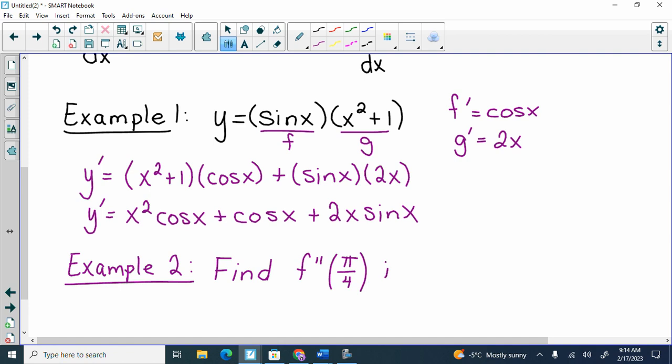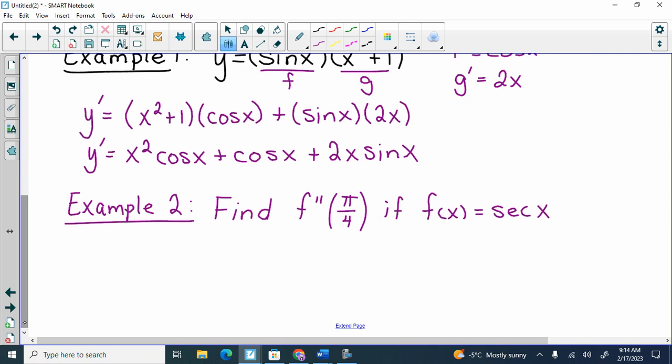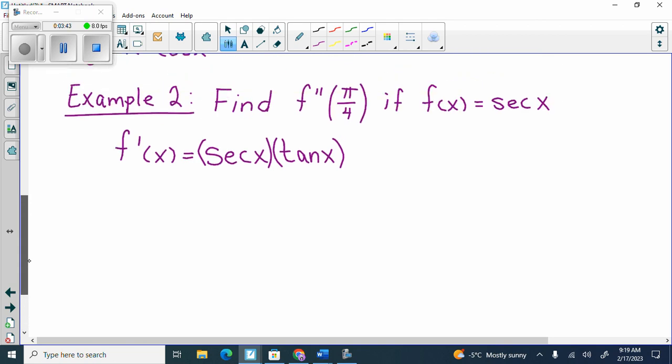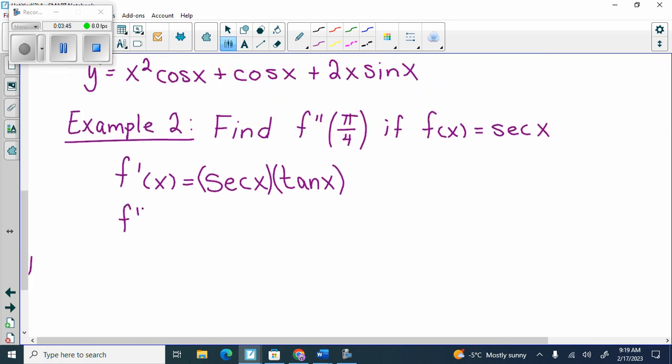If f of x equals secant x. Well, kind of easier. I want you guys to try to find the second derivative. Go. Try this one out. So f prime of x is what? Secant x tan x. And what do we have to notice here? It's multiplication. So we're going to have to do product rule.